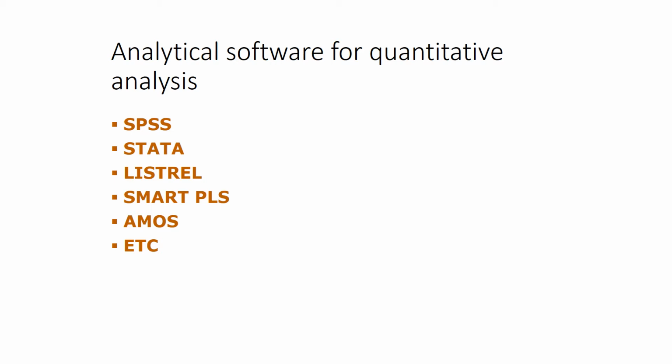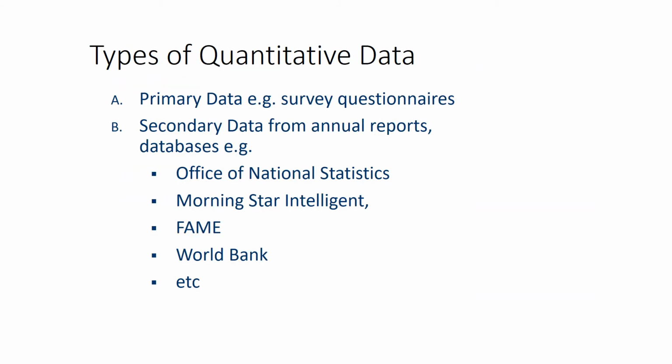Analytical software for quantitative data analysis includes SPSS, STATA, LISREL, SmartPLS, AMOS, and various others. Types of quantitative data: primary data, survey questionnaires, and then you also have secondary data from annual reports, databases like the Office of National Statistics, Morningstar Intelligence, FAME, World Bank, and so on and so forth.